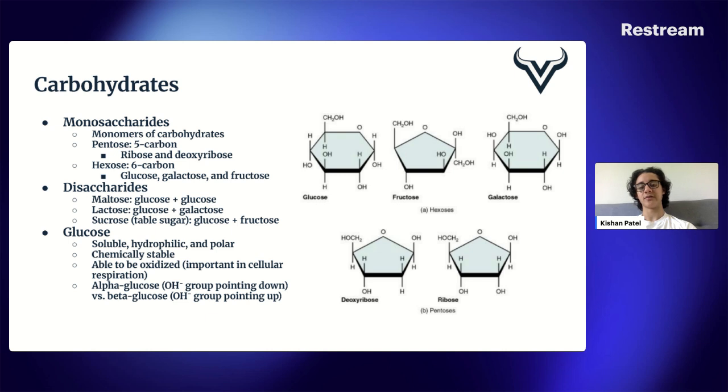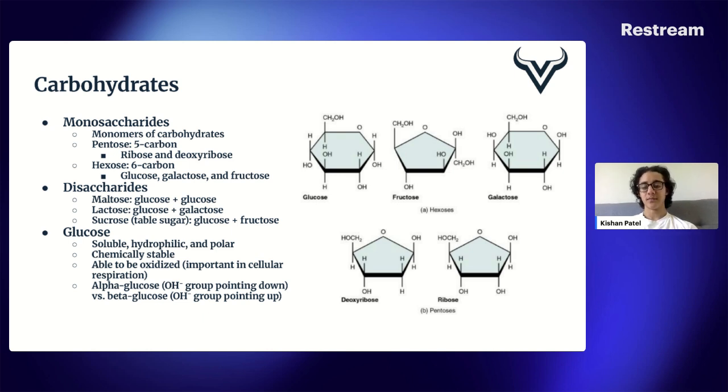So if you combine glucose with another glucose using condensation, you'll form maltose. Glucose and galactose makes lactose, which is the sugar found in milk. And glucose and fructose is sucrose, which is common table sugar.